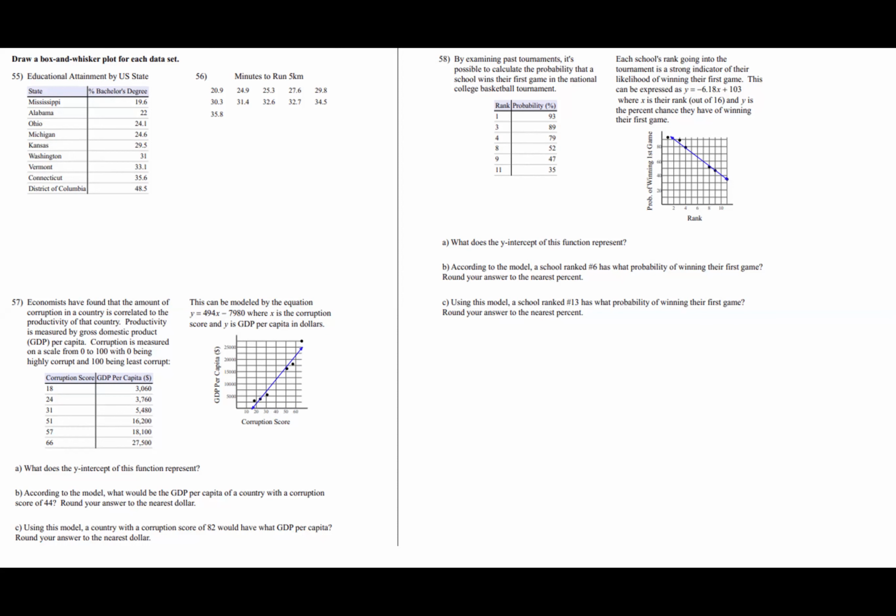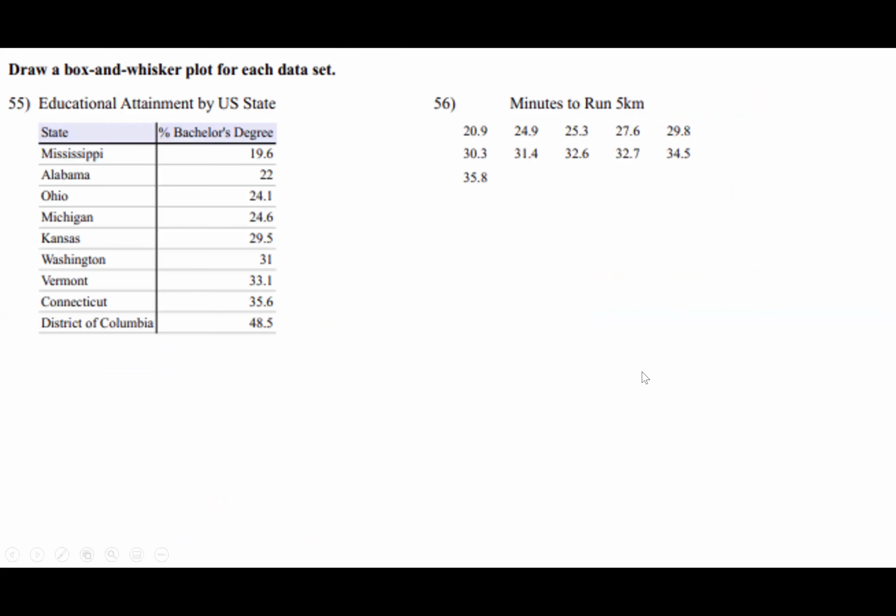Okay, 55 through 58. Looking at the first two, 55 and 56, I'm asked to draw a box and whisker plot for each data set. So let's take a look at those two questions a little bit closer. The first thing I'm gonna do, I'm gonna list my numbers from small to large. So looking at number 55, I'm gonna list my numbers from small to large. Then I need to find my median. I need to find the number in the middle.